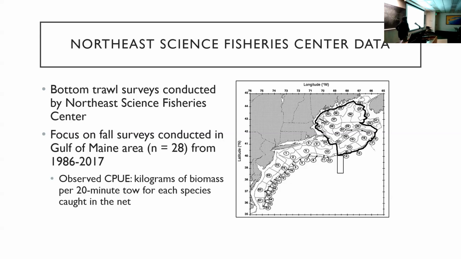They do this in both the fall and the spring, but we're going to focus on the fall surveys only, acknowledging the fact that some species do migrate seasonally between fall and spring, and that complicates the model even further. We have data from 1986 to 2017, and we're focusing specifically on the Gulf of Maine area. There are 28 areas here.